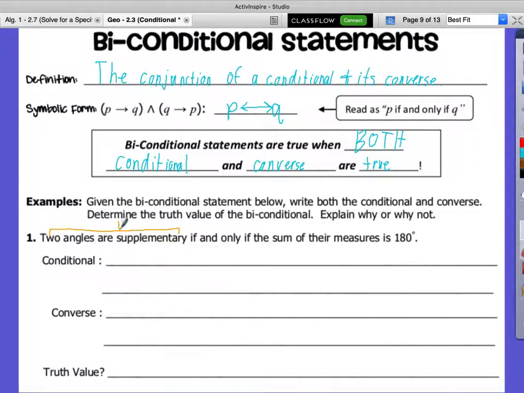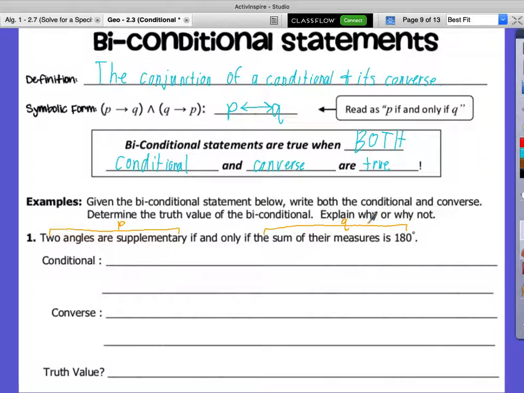The first part is going to be our P, because we do P if and only if Q. So P if and only if. So what's Q then? The sum of their measures is 180. Yeah. Okay, that would be our Q.